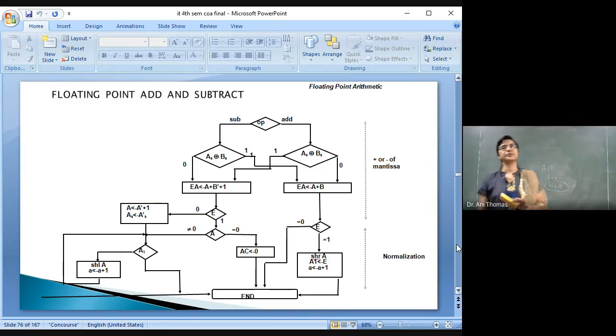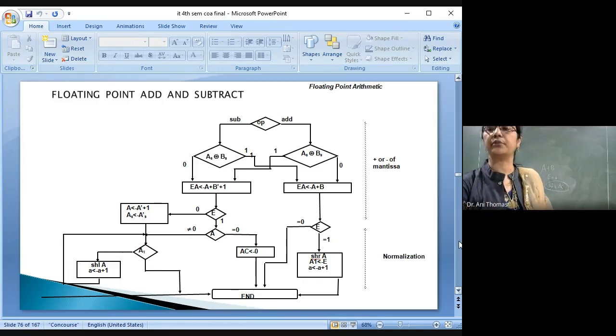And what is in the case of subtraction? We will check for A. If A is equal to 0, then AC is made 0 and we end the algorithm. If A is not equal to 0 in the case of subtraction, what we have to do is normalize the result. So we check for A1. If A1 is 1, we end, and if A1 is 0, then again we have to shift left A and subtract 1 from the exponent. So this is the complete algorithm.